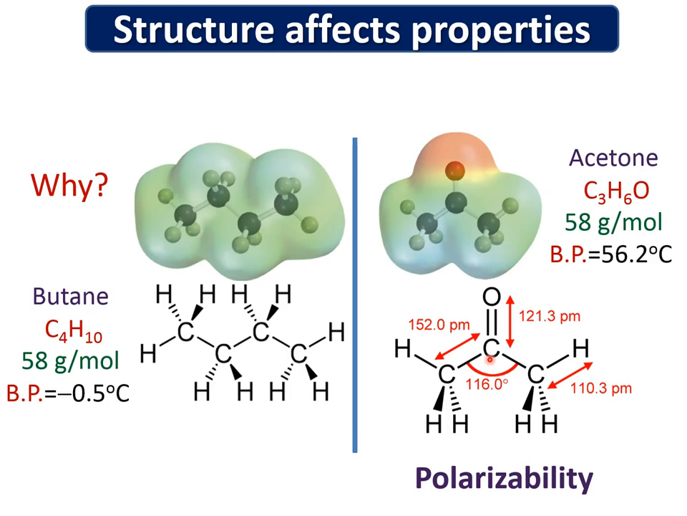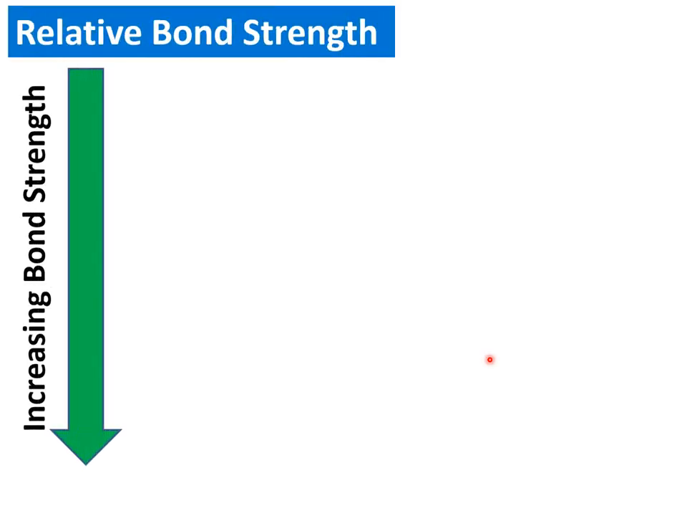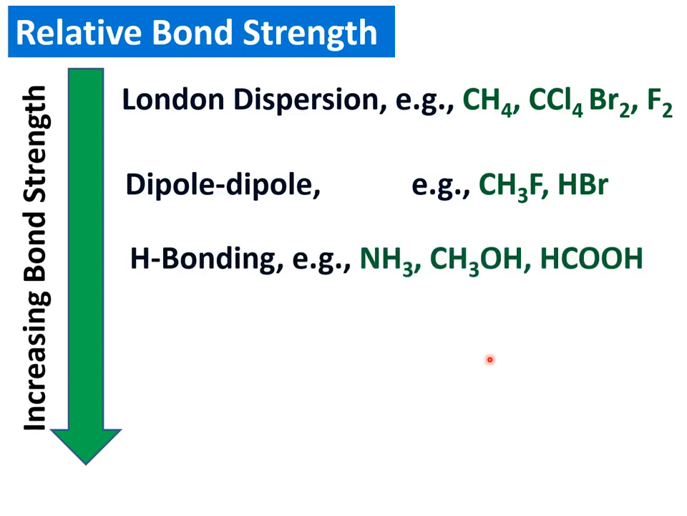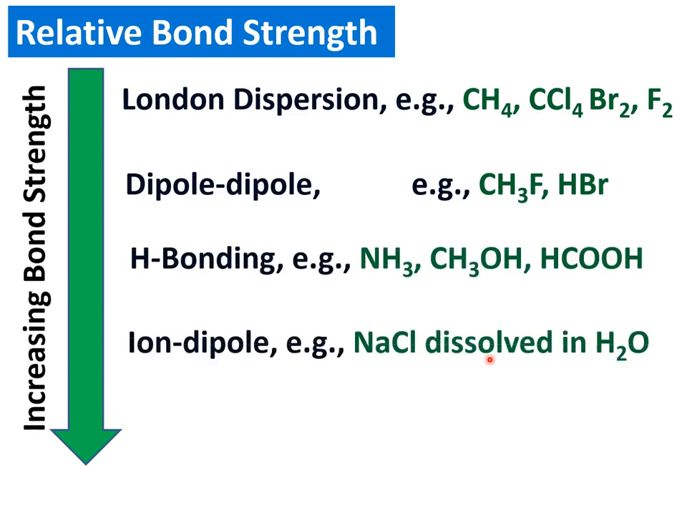If you compare the bond strengths of all the types of bonding that we have taken, the least strong forces are the London dispersion forces, which exist in molecules like CH4, CCl4, and fluorine, and then the dipole-dipole forces, and then the hydrogen bonding. Hydrogen bonding is stronger than the dipole-dipole attractions, and then ion-dipole, and then ionic bonding.